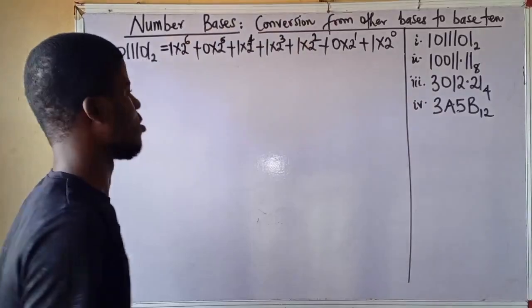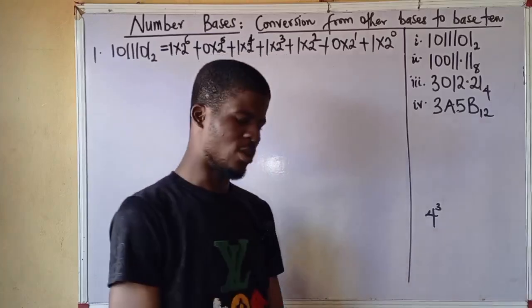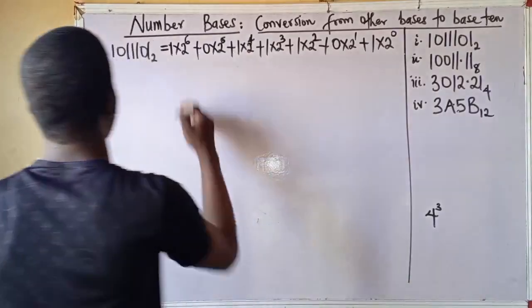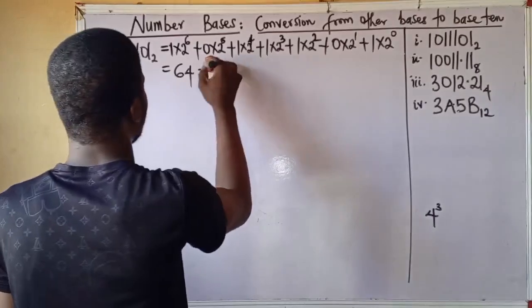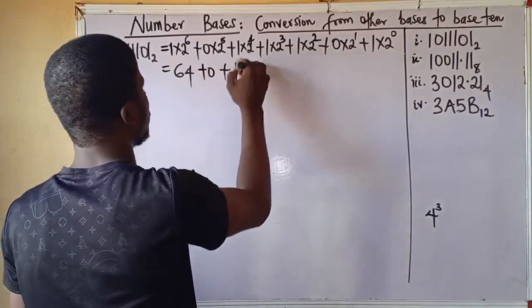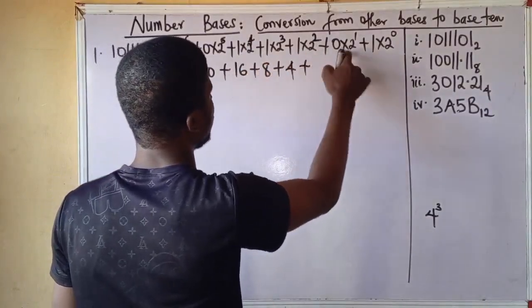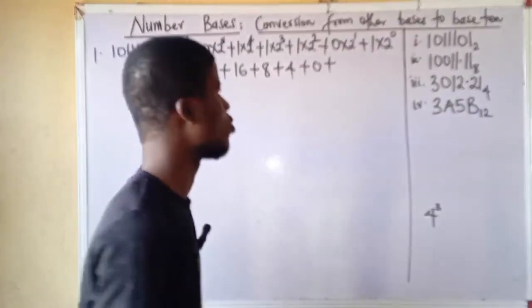What is 2 raised to the power 6? It is actually 4 raised to the power 3. 4 times 4 times 4, that's 64. So everything here is 64. Everything here will be 0. This is 16. This is 8. This is 4. This is 0. 2 to the power of 0 is 1. And so 1 times 1 is 1.